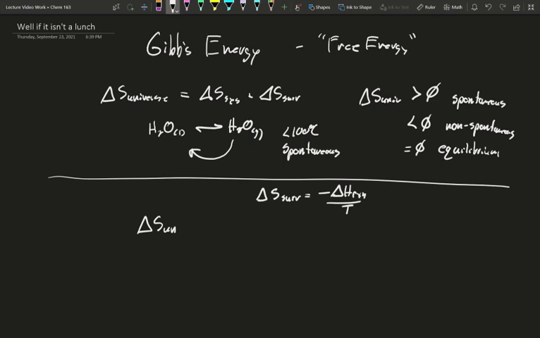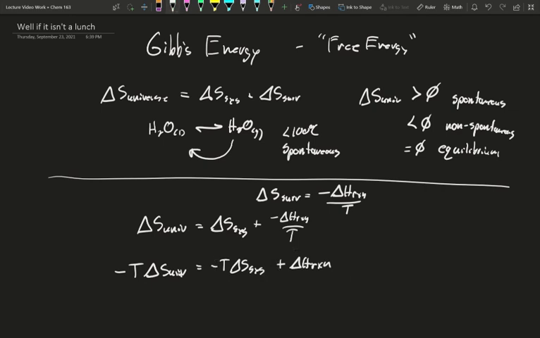The delta S of the universe equals the delta S of the system plus the negative delta H of reaction divided by temp. Well, if we multiply everything by negative T, we can reorganize this to negative T times the delta S of the universe equals negative T delta S of the system plus delta H of reaction. In doing this, I have enthalpy information about the reaction as well as entropy information about the reaction telling me the entropy of the universe.